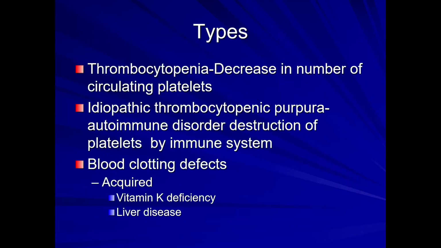And speaking of clotting, let's talk about hemorrhagic disorders. So thrombocytopenia is a decrease in the number of platelets. Idiopathic thrombocytopenic purpura is an autoimmune disorder. So our body is destroying our platelets. There's different blood clotting defects. There's acquired, so the vitamin K deficiency, there's liver disease.